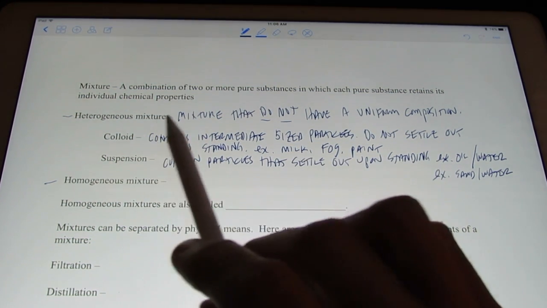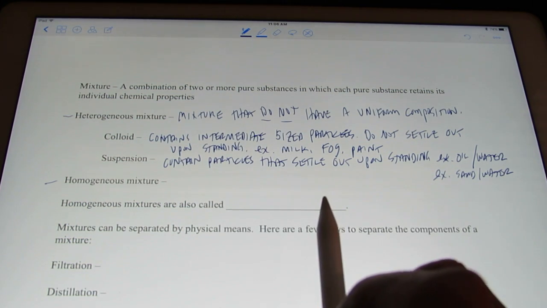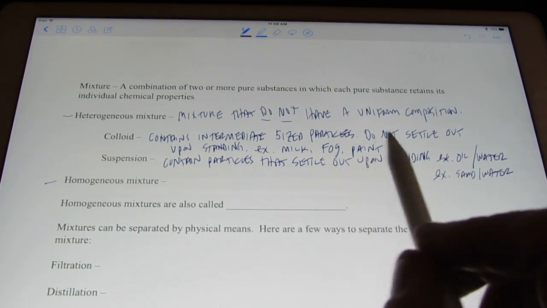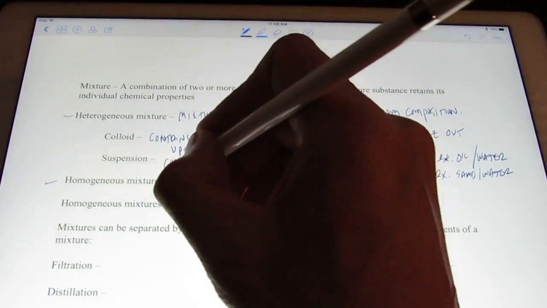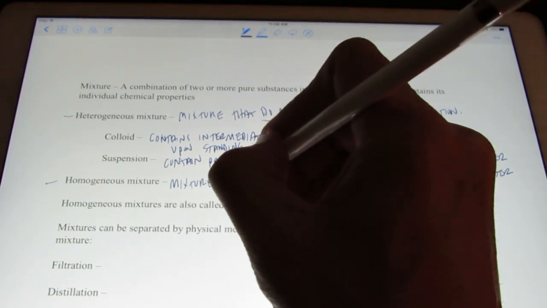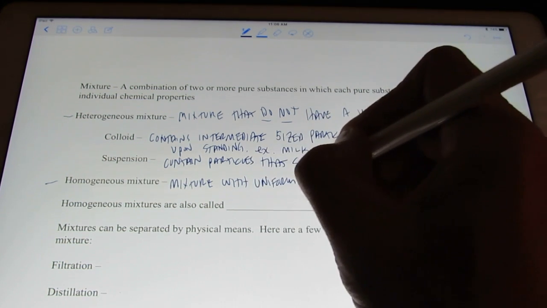Now, if a heterogeneous mixture is a mixture that does not have a uniform composition, a homogeneous mixture is a mixture that does have a uniform composition. So a mixture with a uniform composition.